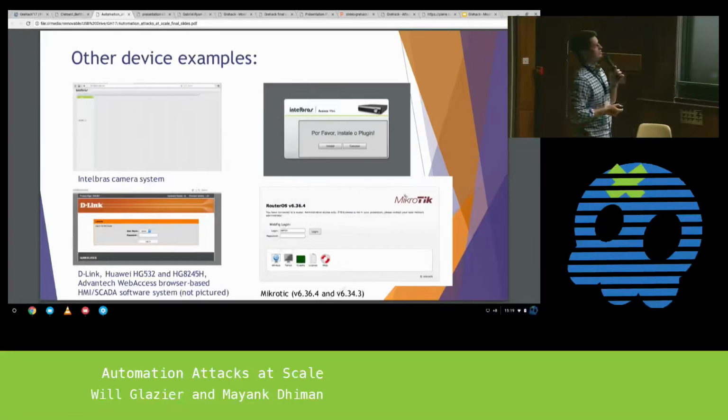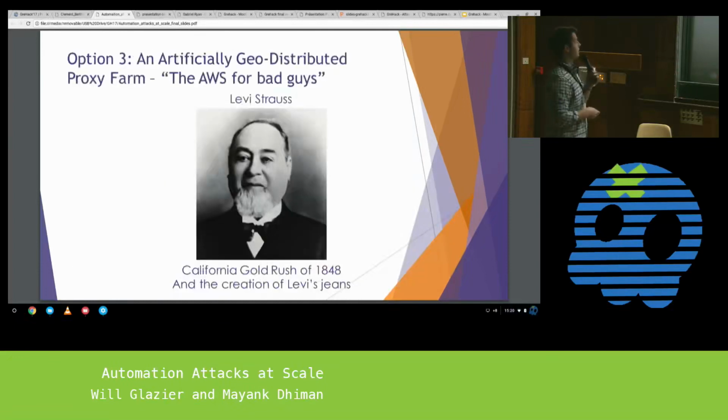Other device examples: here are some webcams from Brazil, D-Link and Huawei routers. This MikroTik RouterOS had an RCE vulnerability that we Googled for this firmware that was pretty easy to find. But everyone probably knows about those things.